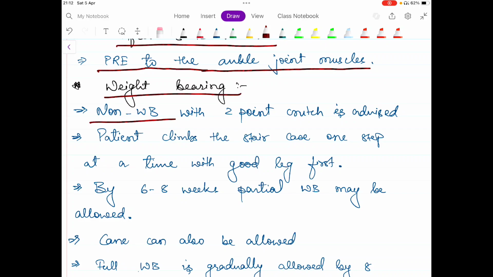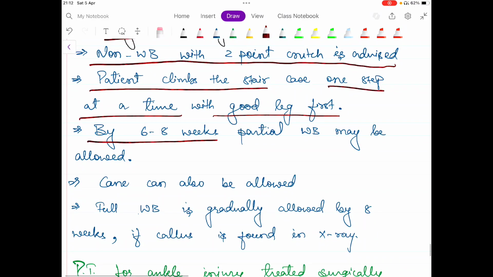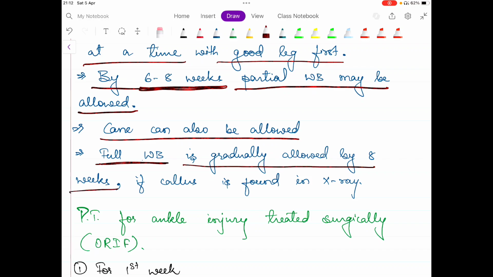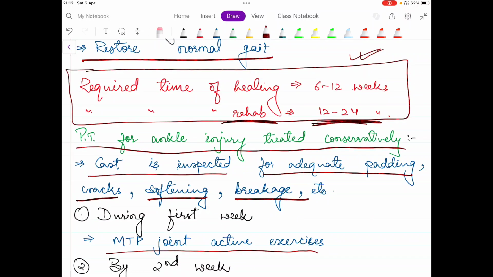Non-weight bearing with 2-point crutch is advised. The patient climbs the stairs one step at a time with the good leg first. The good leg goes forward first, and the injured leg comes after. By 6 to 8 weeks, partial weight bearing may be allowed. A cane can also be allowed, and full weight bearing is gradually allowed by 8 weeks if callus is found in X-ray. So this is about the PT management for ankle fracture that is treated conservatively.